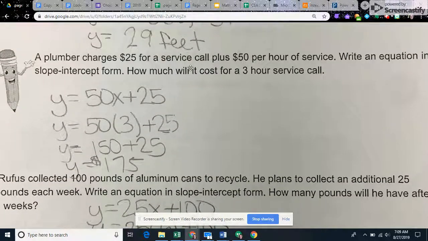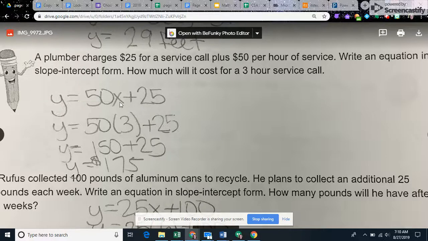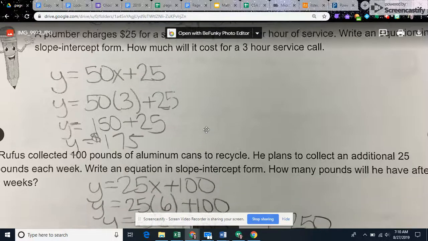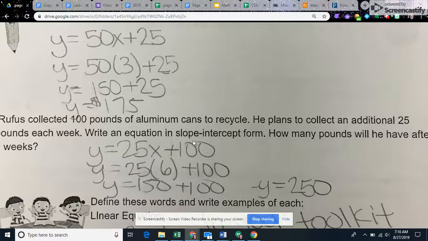Looking down here, the plumber charges $25 for a service call and $50 per hour. So what would happen if it was a 3-hour service call? Well, since it's $50 per hour, you're going to plug in the 3 for your hours. 50 times 3 is 150 plus 25, and that would cost $175.